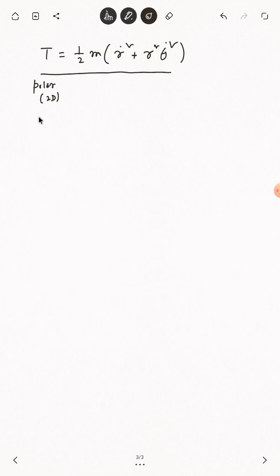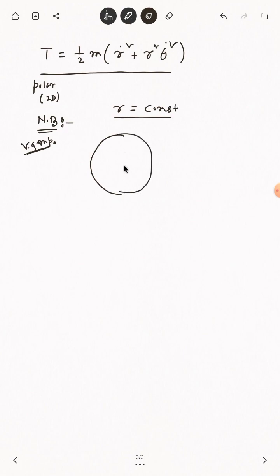Now we should make a particular note of a point for exam perspective. This is a very important point to note: say r is equal to constant. Where does it happen? Say the particle is moving in a circle of radius a. So r equal to a, that means r is constant.